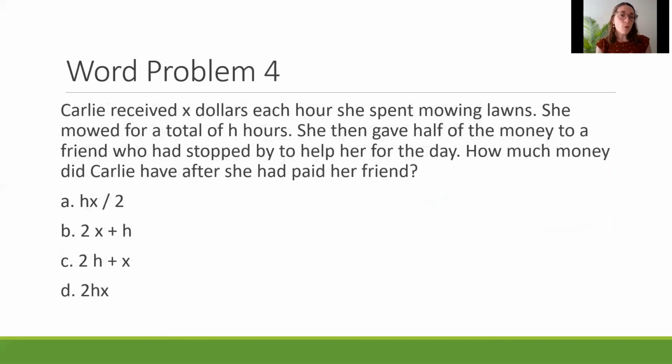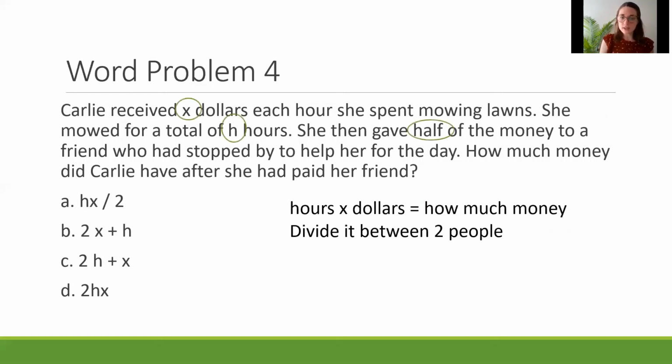For word problem 4, we'll see this. Carly received X dollars each hour she spent mowing lawns. She mowed for a total of 8 hours, and then she gave half of the money to a friend who had stopped by to help her for the day. How much money did Carly have after she had paid her friend?